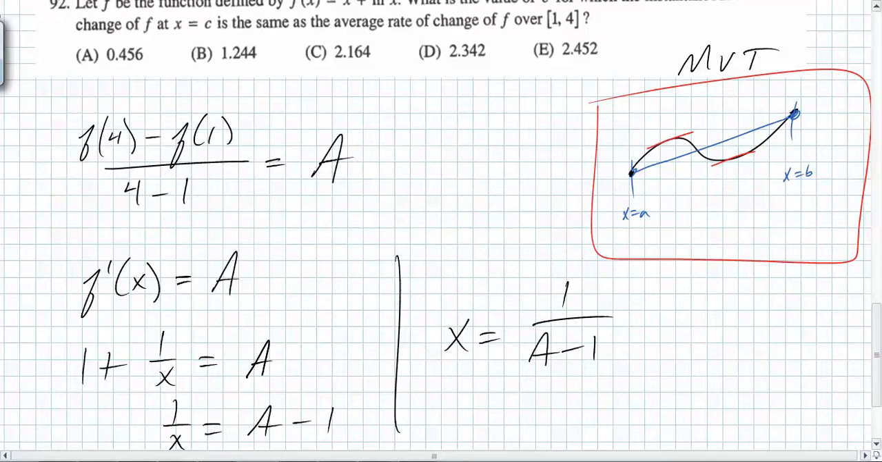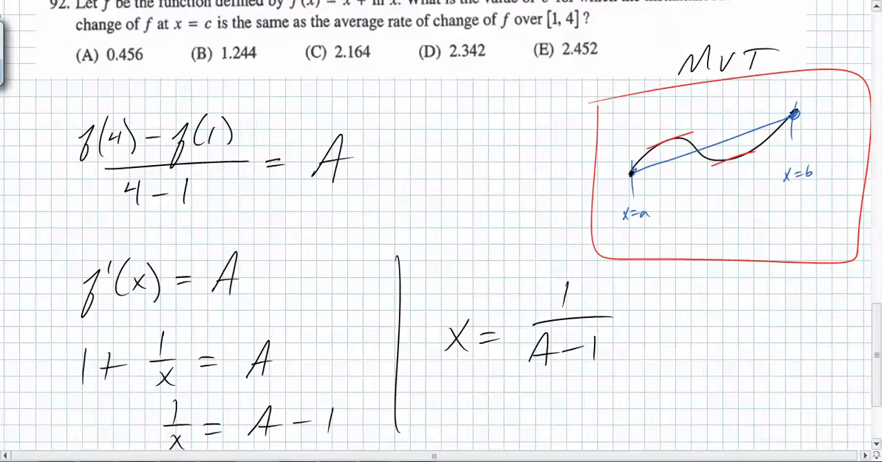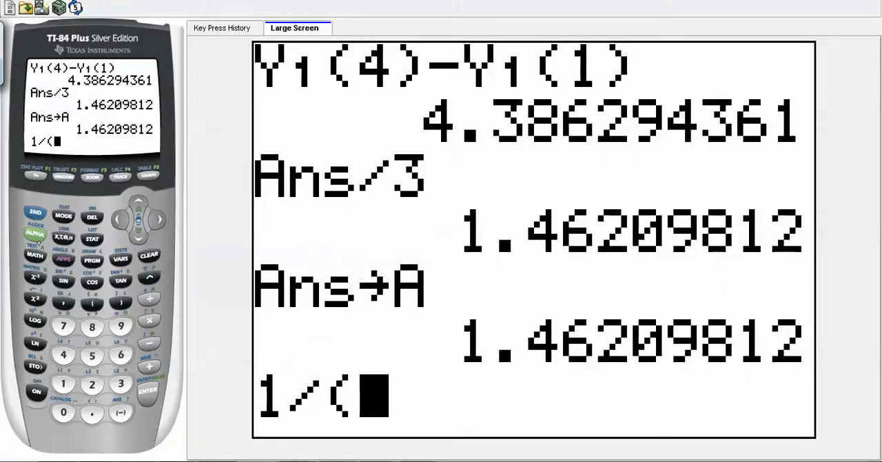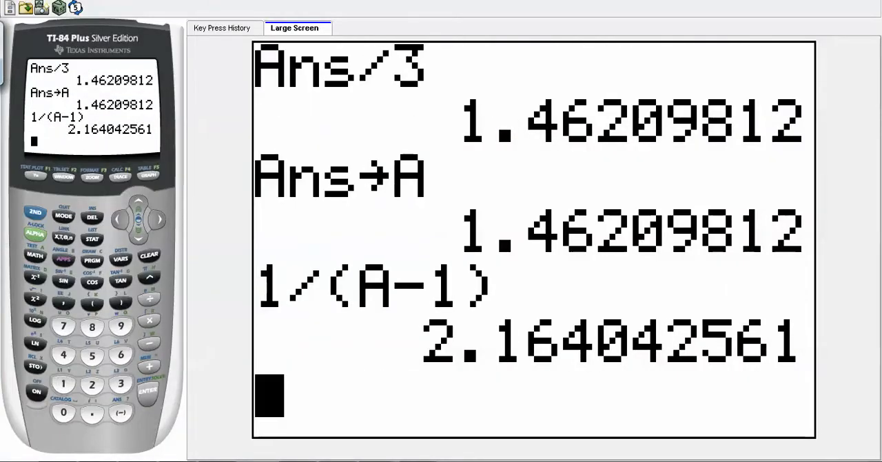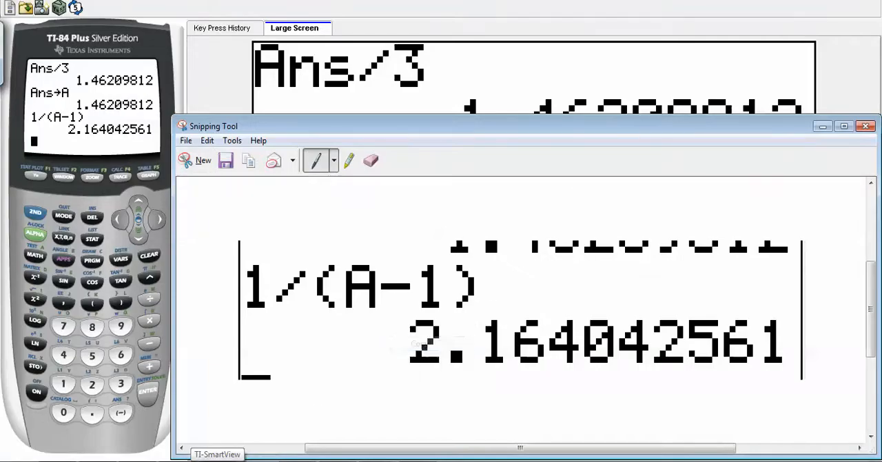So you literally go back to your calculator, and what do you do? 1 divided by A minus 1. We subtracted 1, and we just flip it, so it's 1 over A minus 1. Yeah. So 1 over, what? Literally, A minus 1. Press enter. There it is. Does that match one of the answers? It does. It really does.